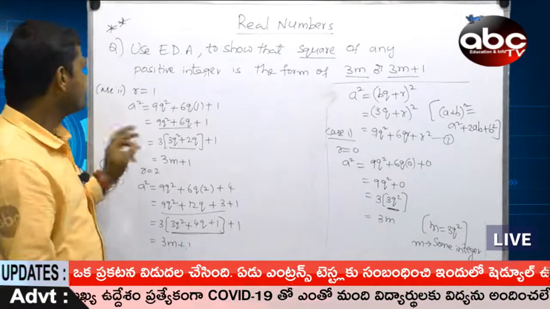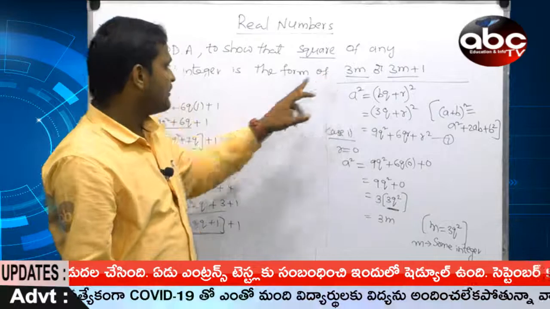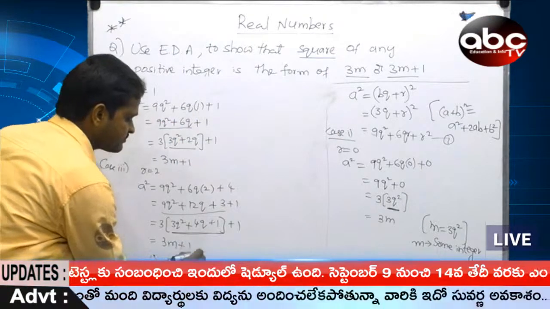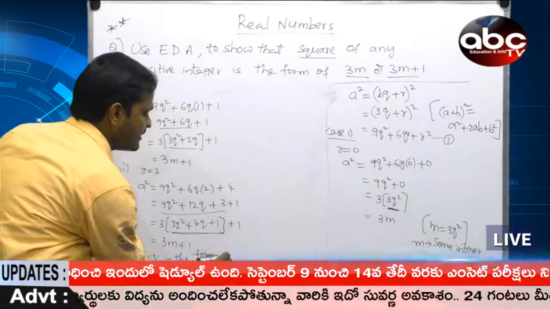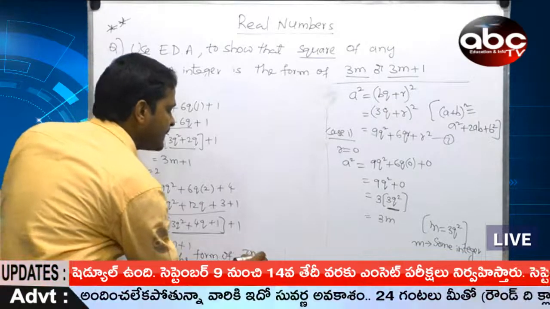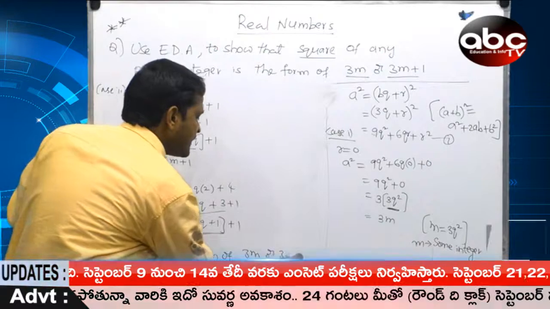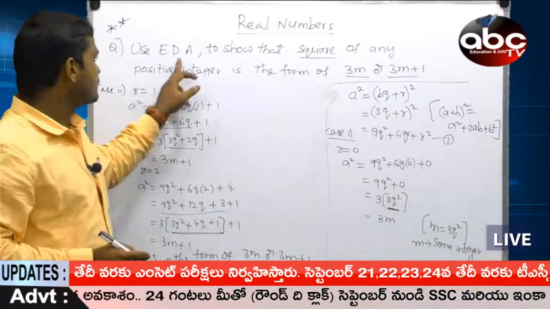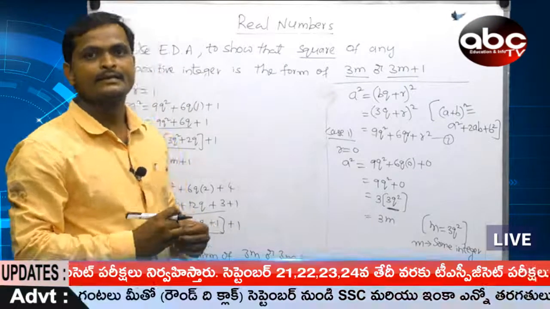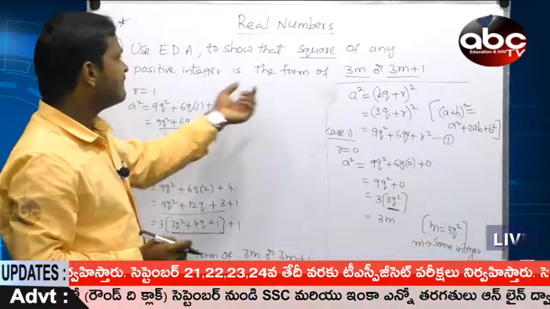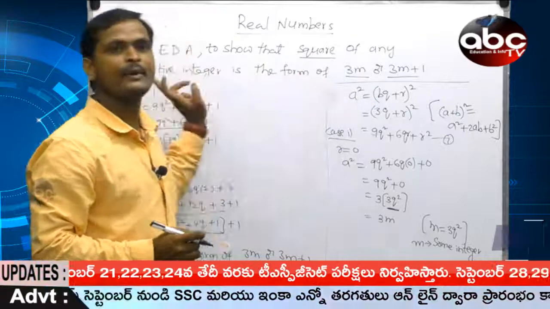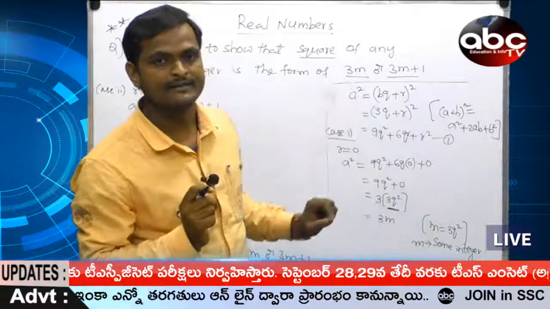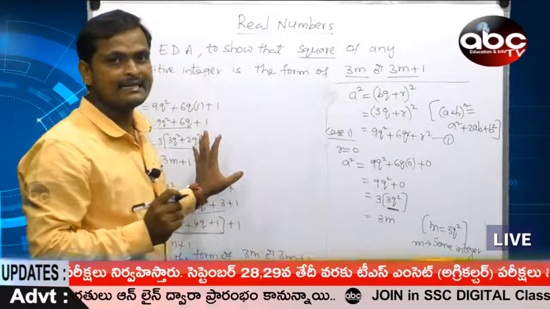Therefore a square is in the form of 3m or 3m plus 1. Is it clear, students? Okay, by using Euclid division algorithm technique, we just verified the given condition: square of any positive integer is of the form 3m or 3m plus 1. Okay, students, is it clear?